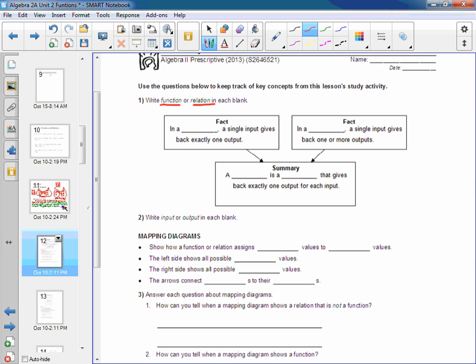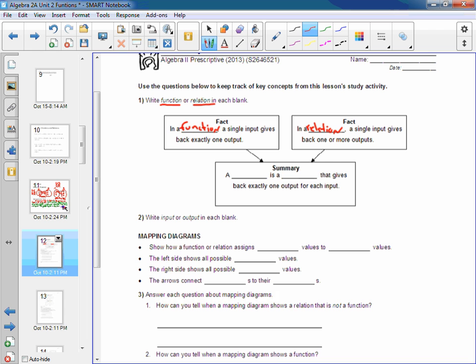So fact, in a blank, a single input gives back exactly one output. Remember, that was a function. That was from the lesson before. In a blank, a single input gives back one or more. This is a good way to review. That's a relation.